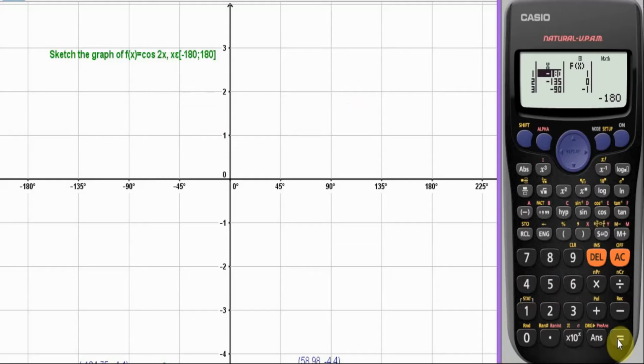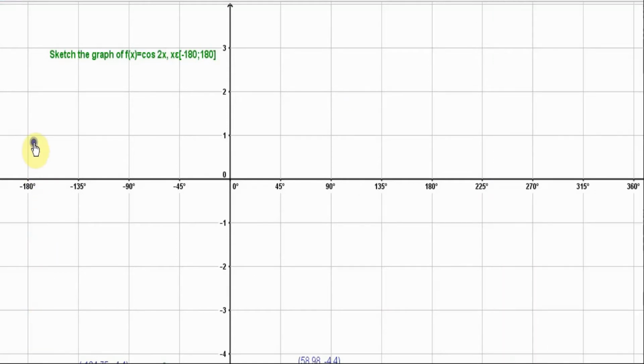Okay. And also you are given this diagram sheet, the Cartesian plane. We mark the points now. Minus 180, 1. Minus 180, 1. Okay, we go there.